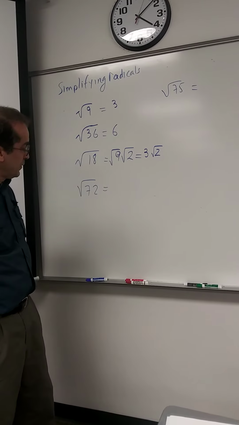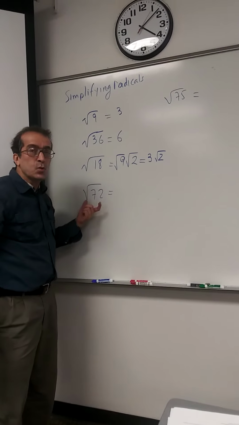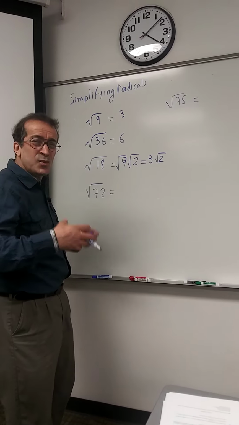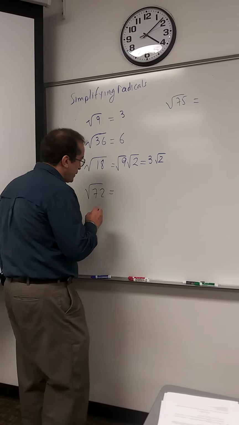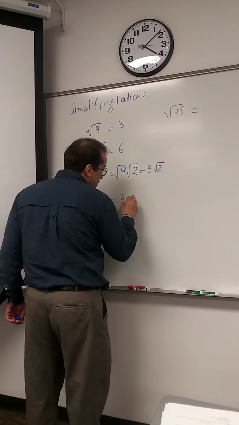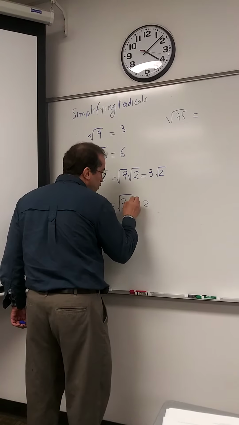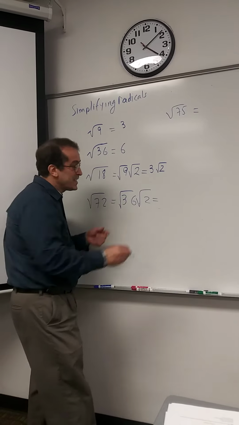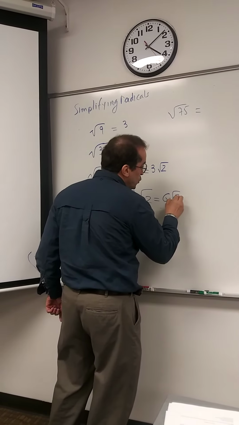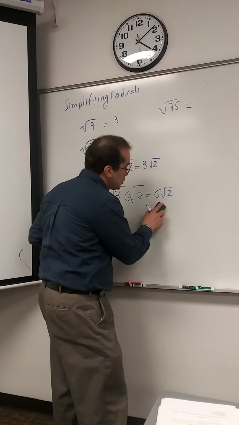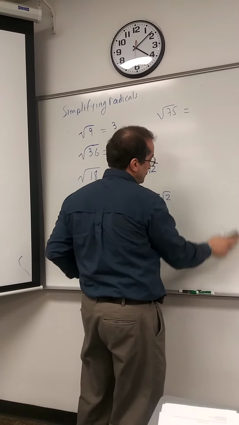Let's do the same thing for 72. We need to write 72 as the product of a perfect square and a small number like 2 or 3 or 5. Okay, so 72 is 36 times 2, and then put each of these under the square root. The square root of 36 is 6. Square root of 2 can't be simplified anymore. So this is equal to 6 square root of 2.